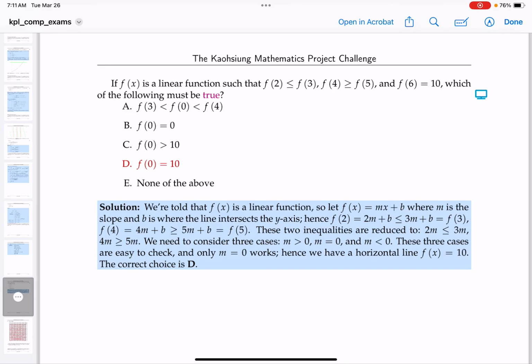Okay, it says if f of x is a linear function such that f of 2 is less than or equal to f of 3, f of 4 is greater than or equal to f of 5, and f of 6 equal to 10, which of the following must be true?